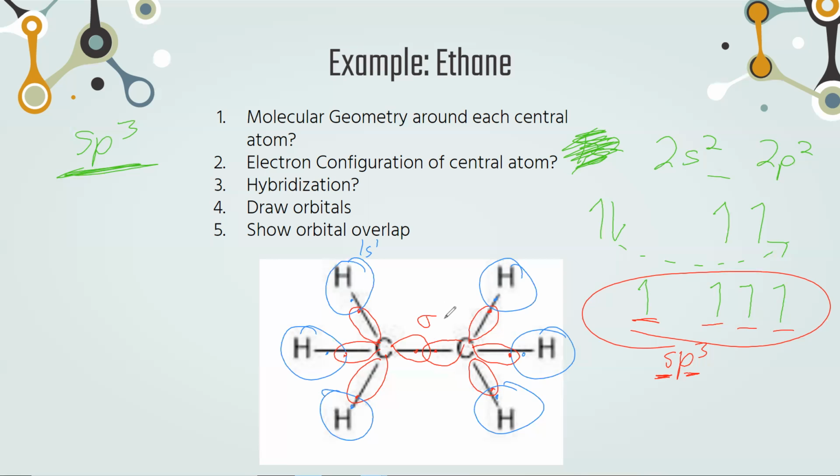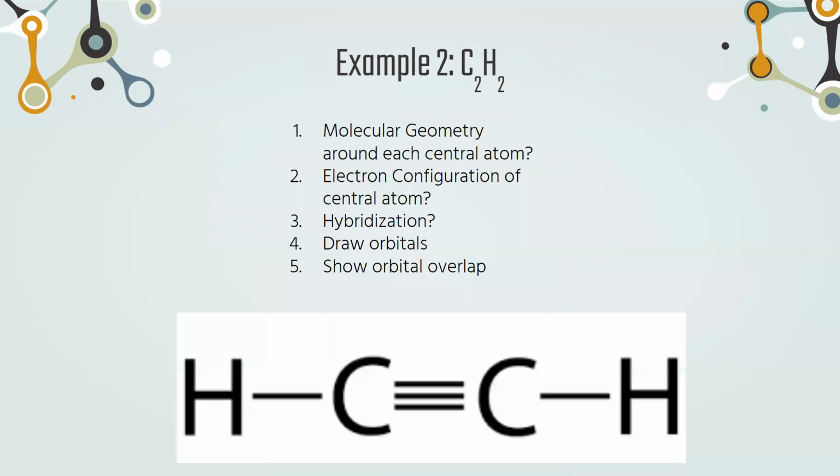Okay. If you have questions about that, I'm happy to go over it again with you in class. Moving on though, to our next one. This one's a little bit more complicated because this is a triple bond. And we know that triple bonds have 1 sigma and 2 pi bonds, right? So there's something complicated that's going to happen in the center here.